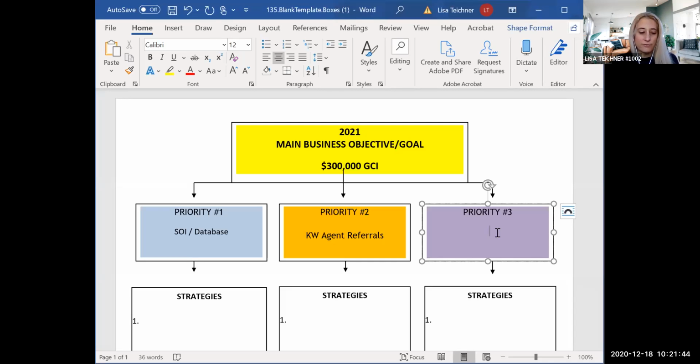So what shall we put for priority number 3? What would you guys like to put based on what you're going to have on your sheets? And then we can do strategies together.